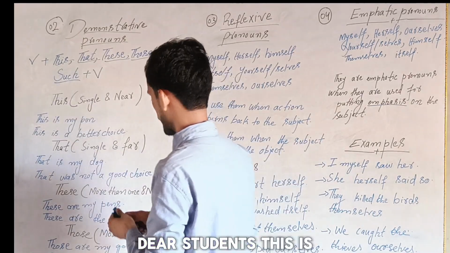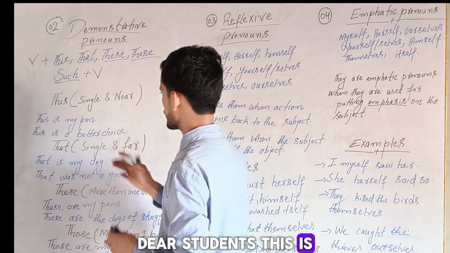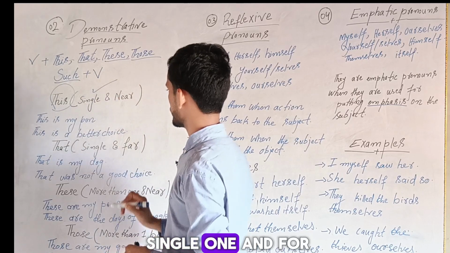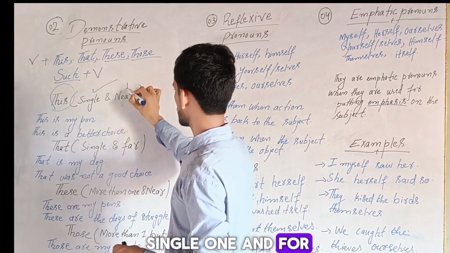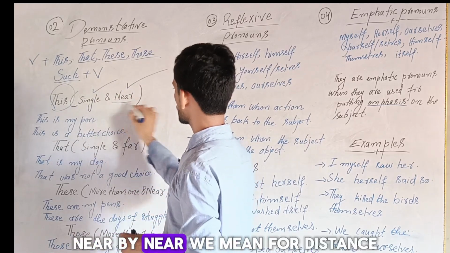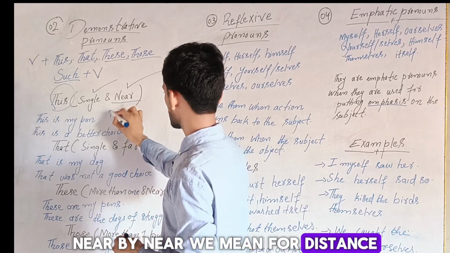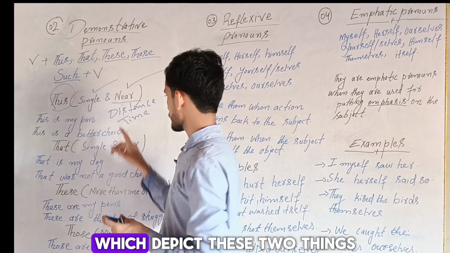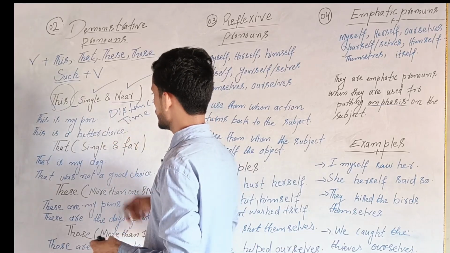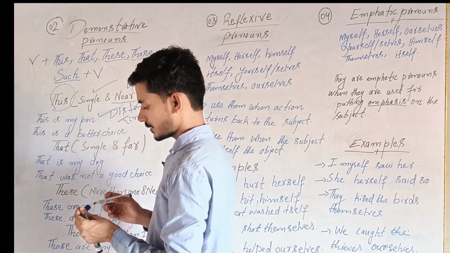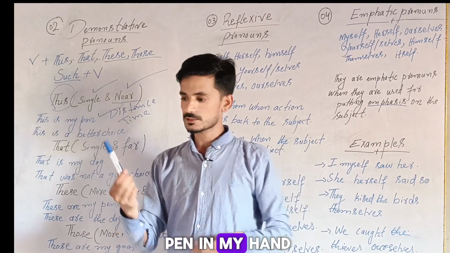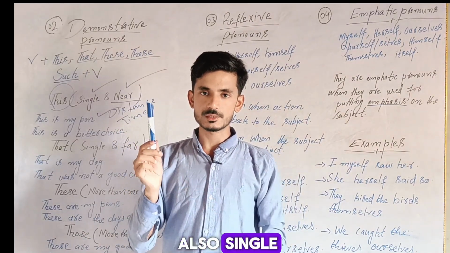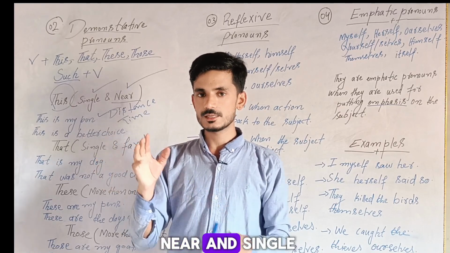Dear students, this is a demonstrative pronoun. It is used for single, one, and for near. By near, we mean distance and also time. I have written 2 examples here which depict these 2 things. This is my pen. So I have a pen in my hand and I will say this is my pen. It is near and also single. This is used for near and single.